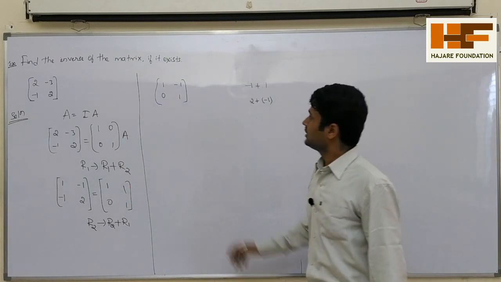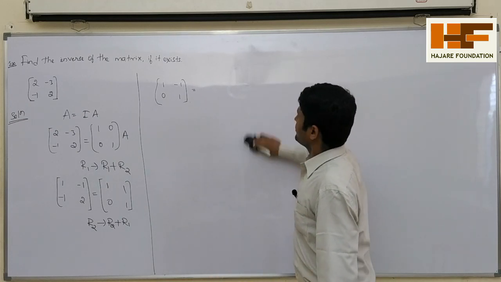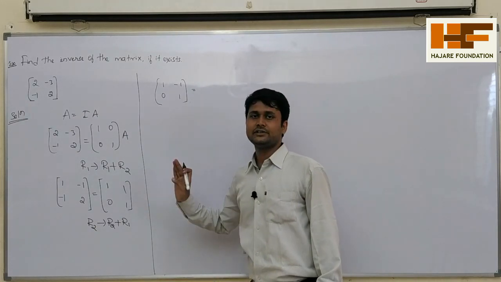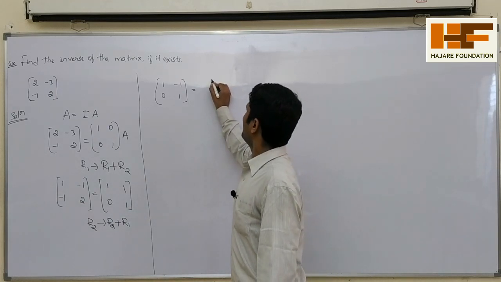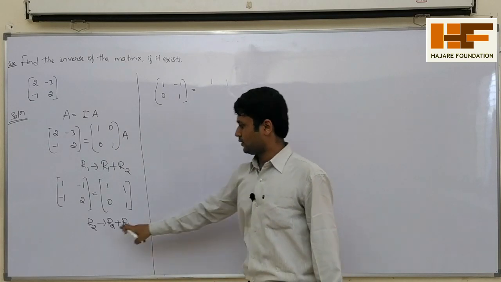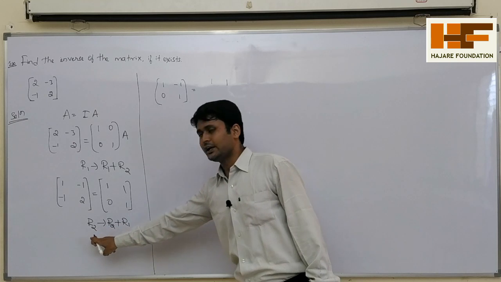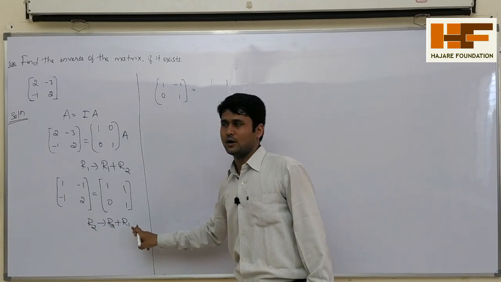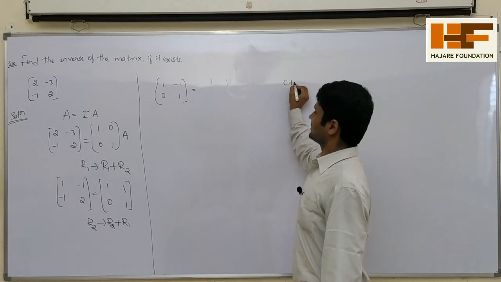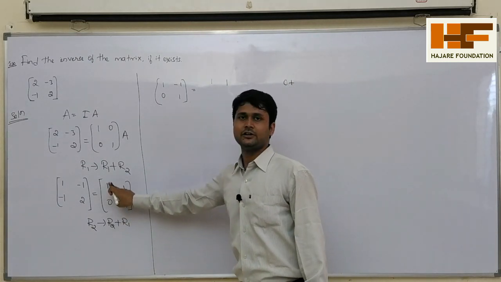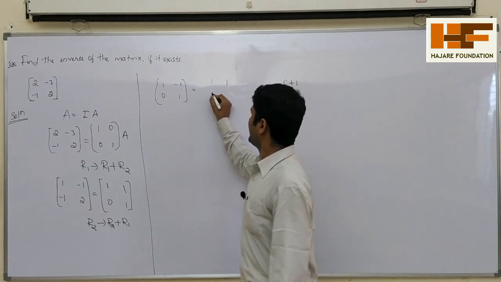Answer is 1, which is equal to, same operation we have to do in RHS side also. Write first row as it is. What is the first row? 1 1. Second row. What is the second row? Second row changes to R2 plus R1. What is the R2 element? 0 plus corresponding R1 element. Corresponding R1 element is 1. Simplify the term, answer 1.